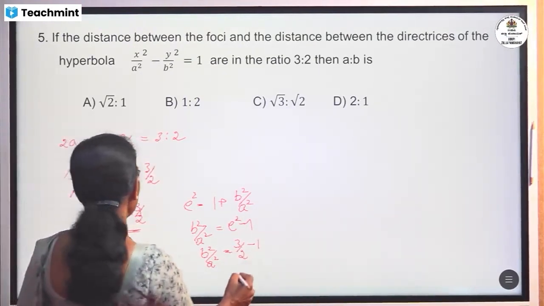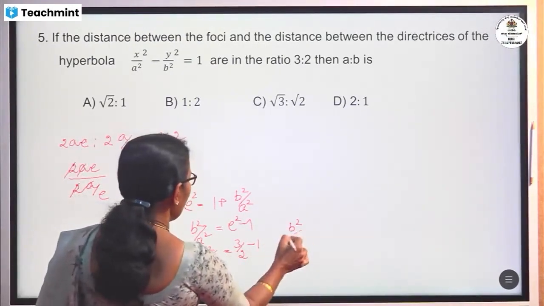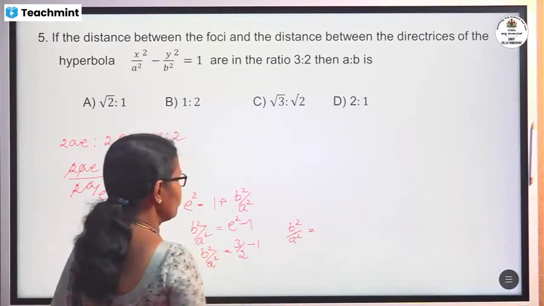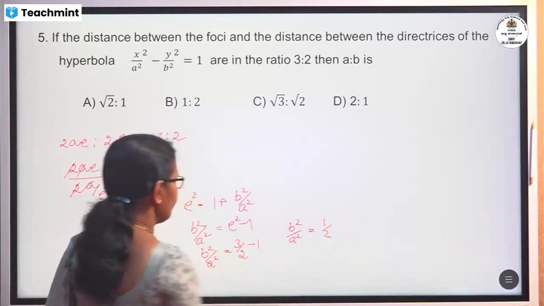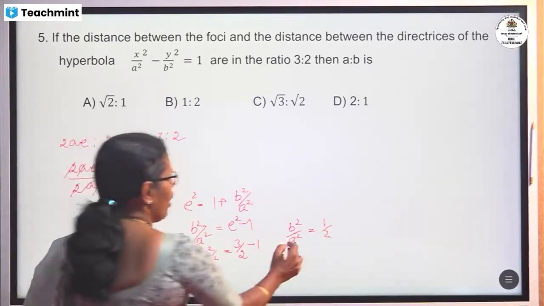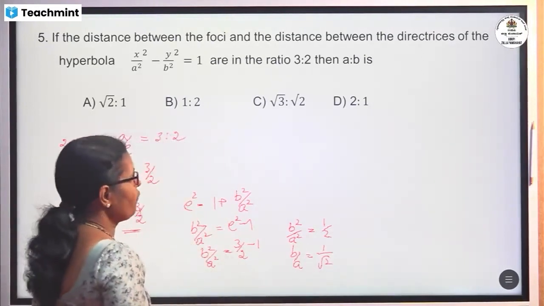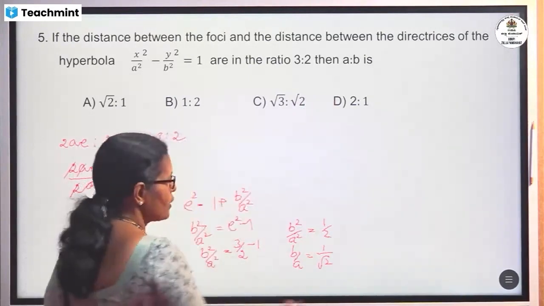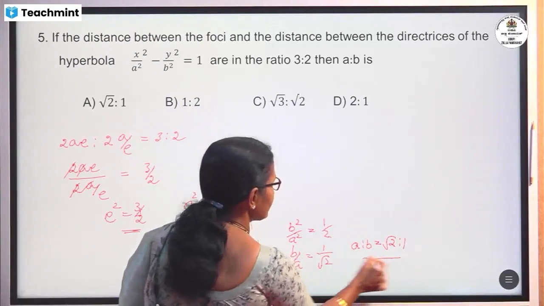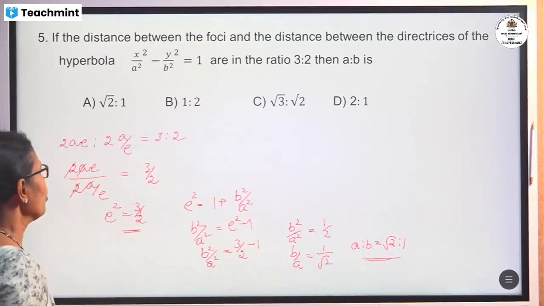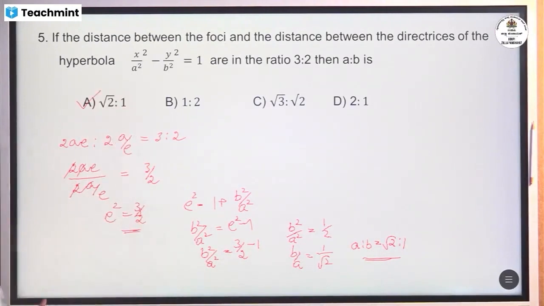Now, substitute here, we get B square divided by A square is equal to, taking LCM, 1/2. So B by A is equal to 1 by root 2. But we require a is to b, so a is to b is equal to root 2 is to 1, which is the correct answer. So, option A is the correct answer. Go to the next question.